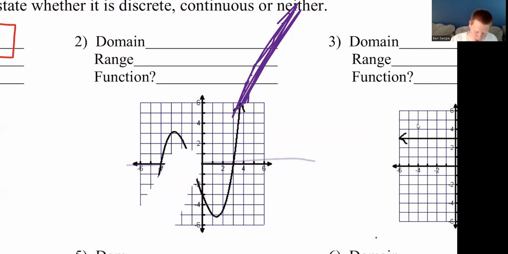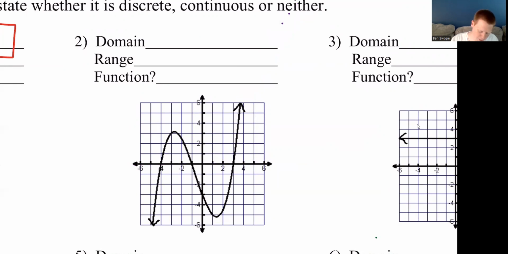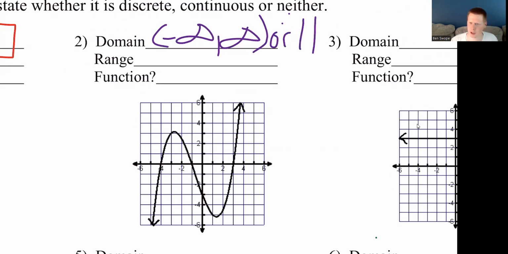That's either all real numbers or negative infinity to infinity. With infinity, you always use the round parentheses. Or you could use the all real numbers symbol, which you draw like two kind of straight parallel lines, and then from the left one, you do a capital R. That means all real numbers, basically everything.